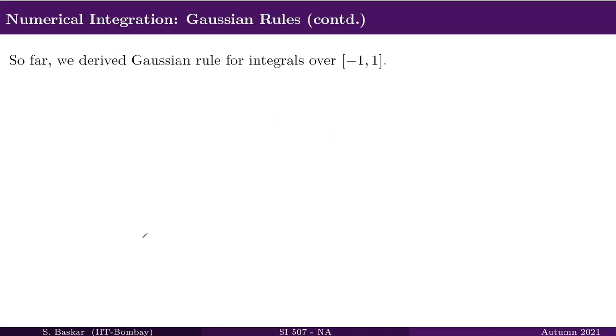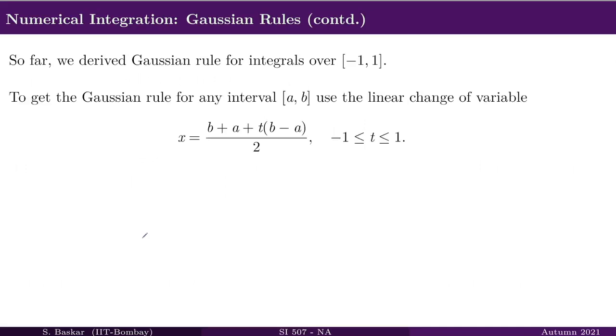Now let us see how to transform this integral to any interval a to b. Well, that can be achieved by this simple change of variable: x equal to (b plus a plus t into (b minus a)) by 2. You can see that whenever t belongs to minus 1 to 1, x will belong to the interval a to b. In particular, if t is equal to minus 1, you can see that x is equal to a. And similarly, if t is 1, we can see x is b.